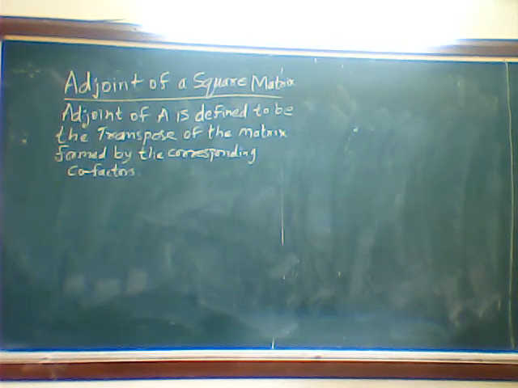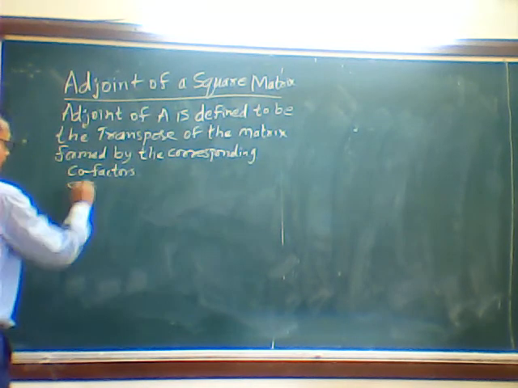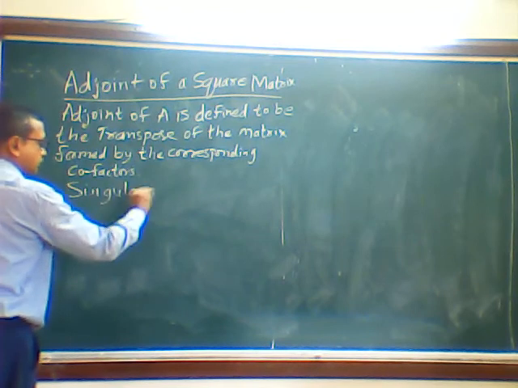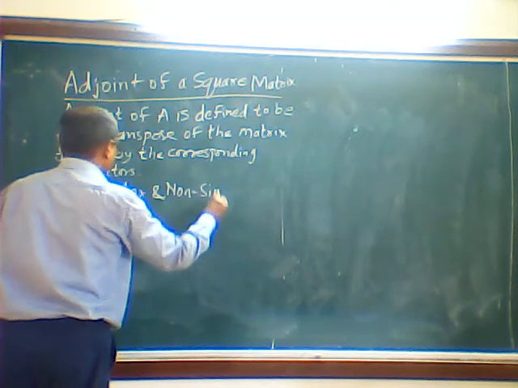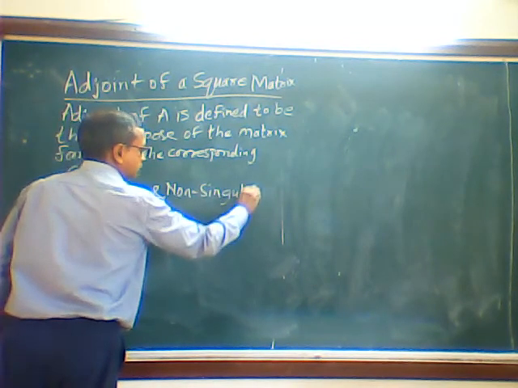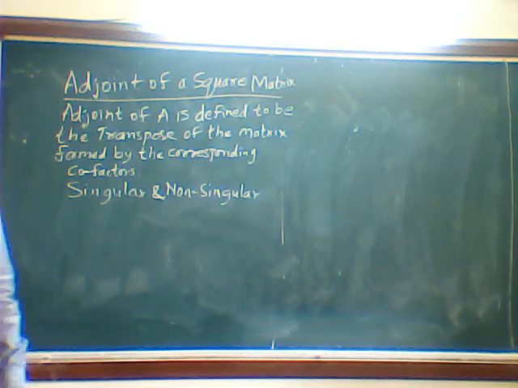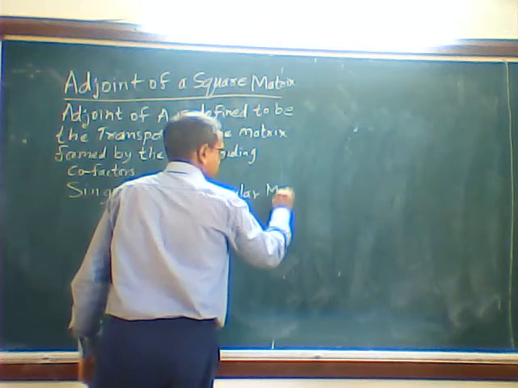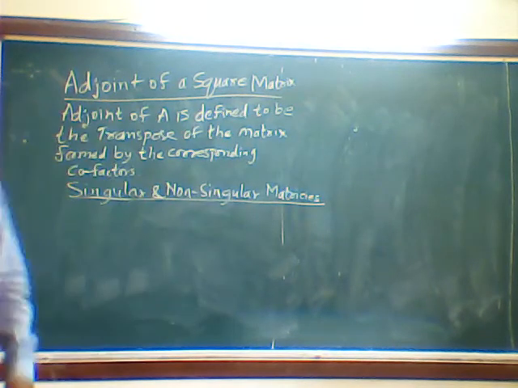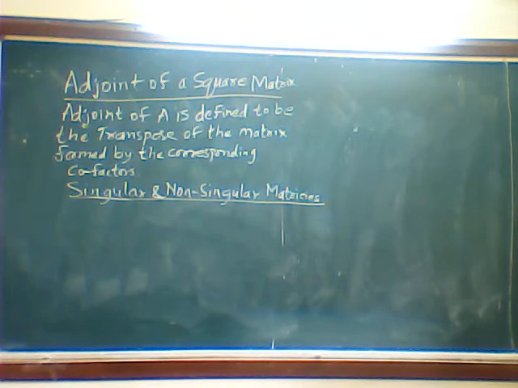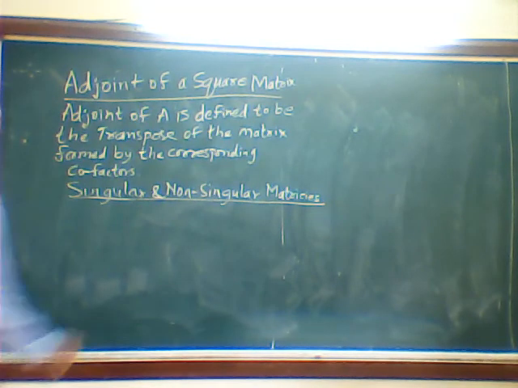Next is singular and non-singular matrices. Singular and non-singular matrices. A square matrix A is said to be singular.